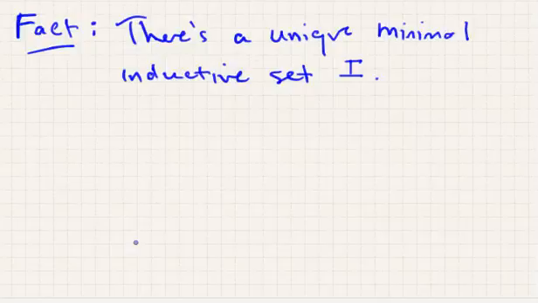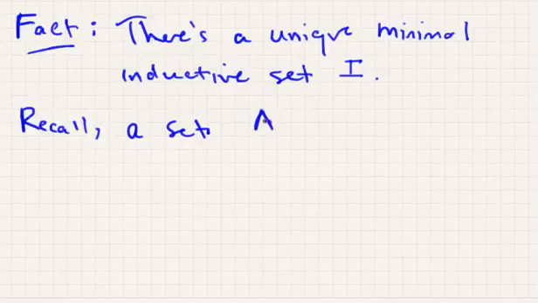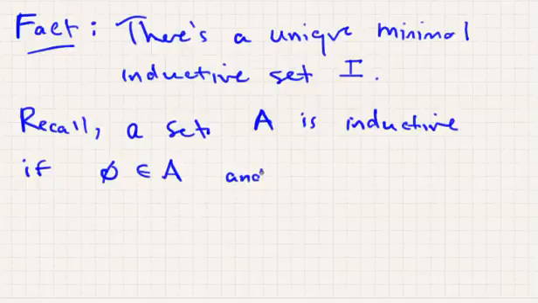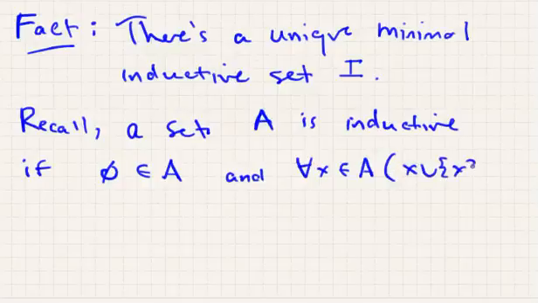So recall, a set A is inductive if the empty set is in A, and for all x in A, x union the set containing itself is also in A. So these are the two conditions that inductive sets have to satisfy.